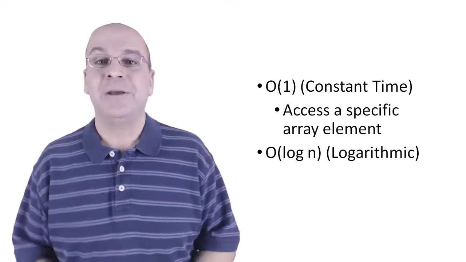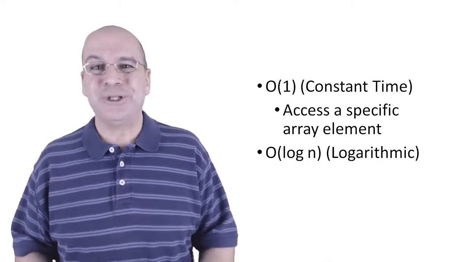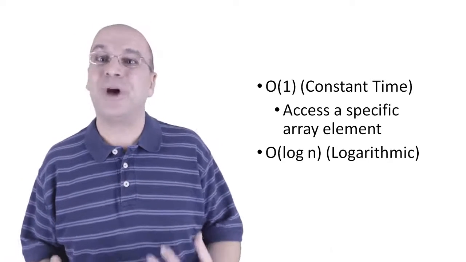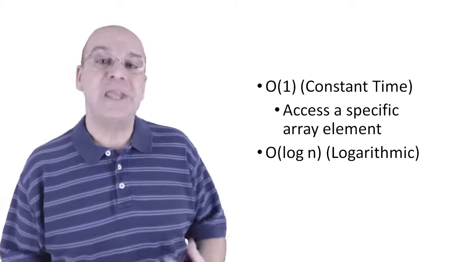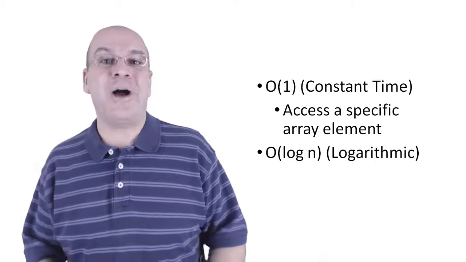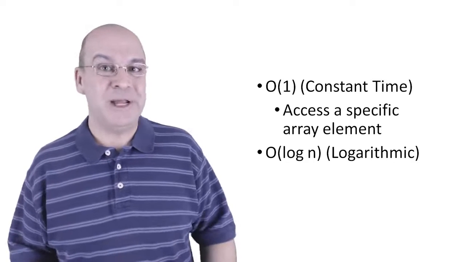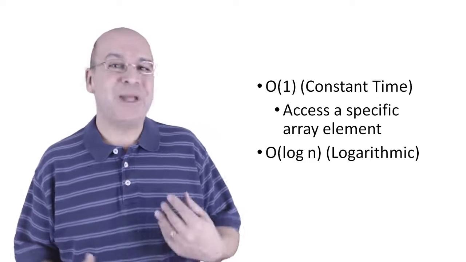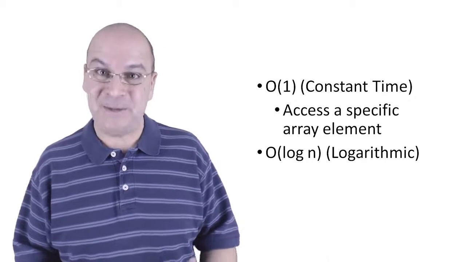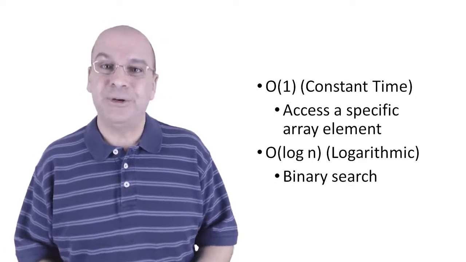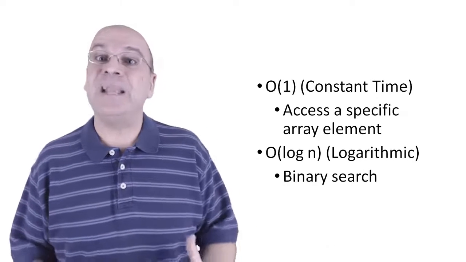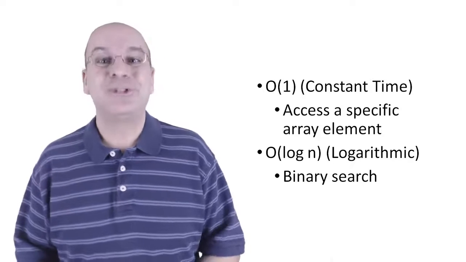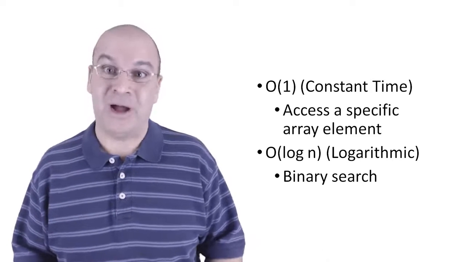The next one up, and there are actually some more obscure complexities in between the ones we're talking about, but I'm talking about the most common ones, is order log n, and that's called logarithmic. And this log, by the way, is log base 2. It's not log base 10 or natural log or anything like that. It's log base 2. And a good example of that is binary search. Let's walk through a binary search example so you can see why it's order log n.